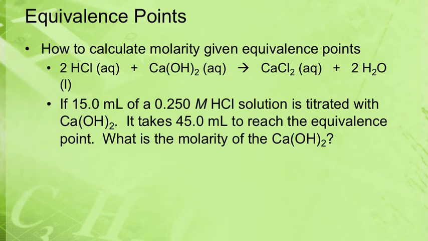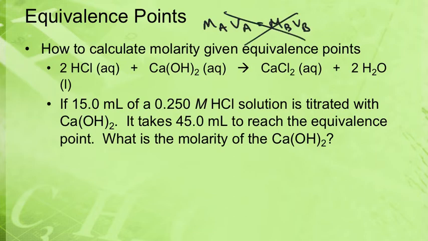Okay, so what happens if it's not a 1-to-1 ratio for all of the coefficients? Here's an example where one of the coefficients is 2. This question says, if 15 milliliters of 0.250 molar HCl solution is titrated with calcium hydroxide, it takes 45 milliliters to reach the equivalence point. What is the molarity of the calcium hydroxide? This time around, we cannot use MaVa equals MbVb, because the ratios are not all 1, so we can't use that shortcut here. We have to use some stoichiometry.